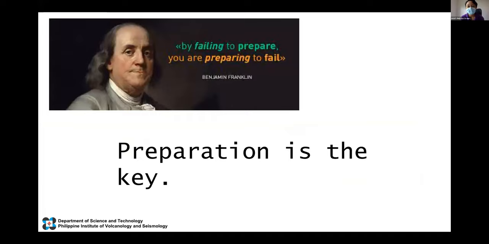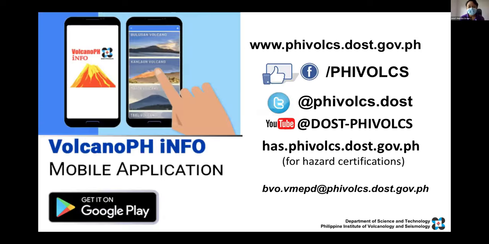So sabi nga ni Benjamin Franklin, by failing to prepare, you are preparing to fail. And this gives us to preparation na talaga ang pinaka-key para po maging handa ang lahat. So one tool para gamitin po para maging prepared po tayong lahat ay ang Volcanic Eruption Manual na ginawa po ng Technical Working Group. And we have to be actually updated din po kung paano po yung nangyayari sa ating mga vulkan. And pwede natin gamitin ito, or pwede po natin malaman ito, gamit ang Volcano PH Info na maaari po ma-download sa Google Play.